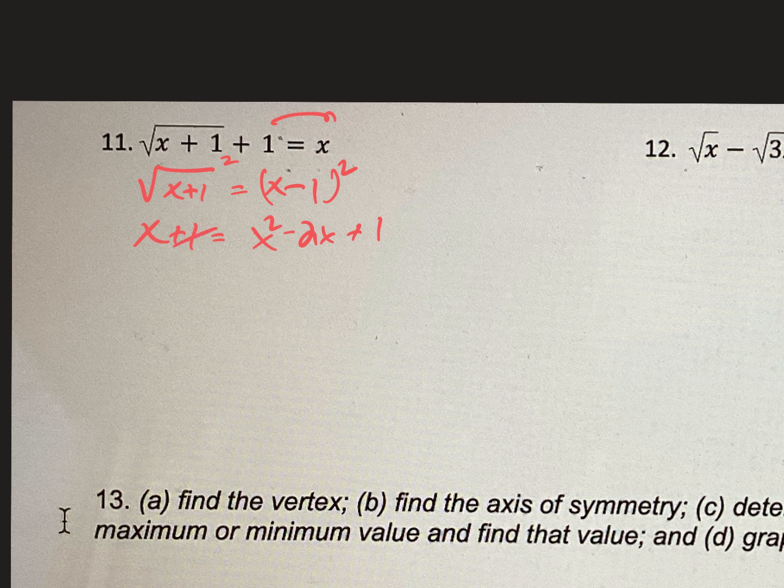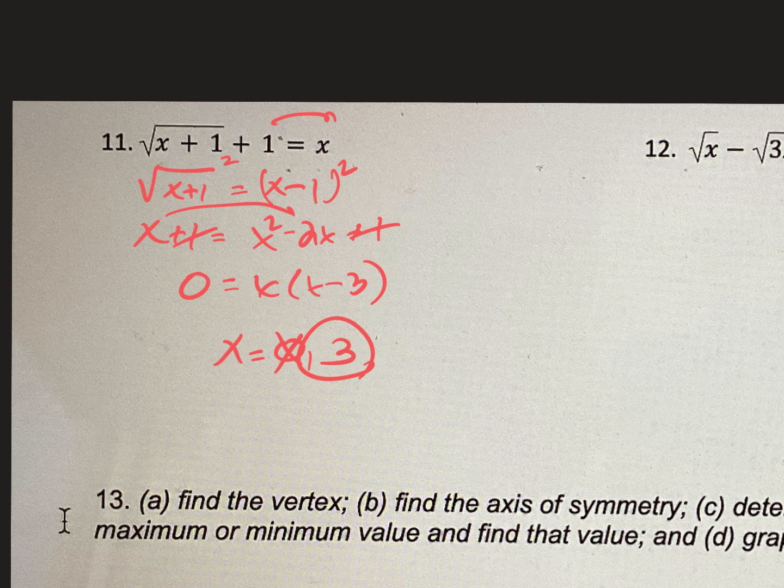One thing I noticed is those 1s are gone. I'm going to move that x over here, which gives me x and x minus 3. So my two solutions maybe are 0 and 3. I'm going to check those in my head real quick. 0 does not work. 3 does work. So the only solution there is 3.